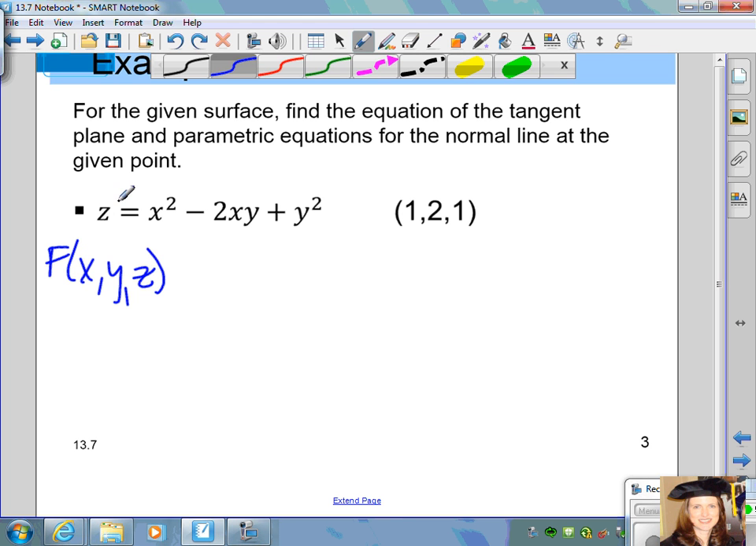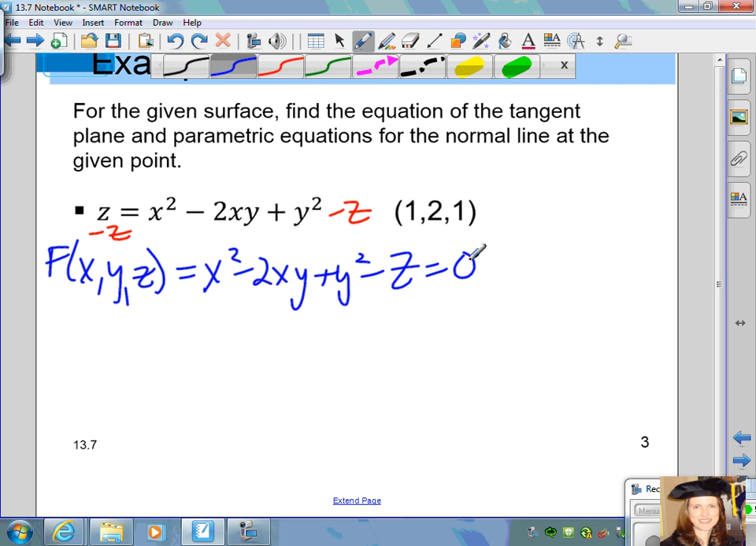In order to do that, we're going to first subtract z from both sides of the equation. So we get this capital F of x, y, z function equals x squared minus 2xy plus y squared minus z. All of that is equal to 0. Now the gradient of that is going to be used as your components of the normal vector. So the gradient of f of x, y, z is found by taking the partial derivative with respect to x. That partial derivative with respect to x is going to be 2x minus 2y.